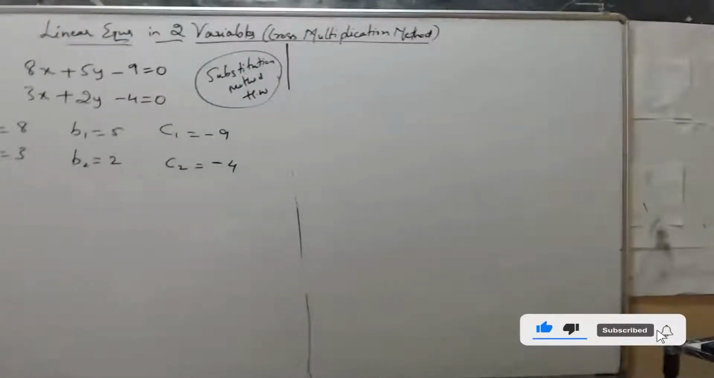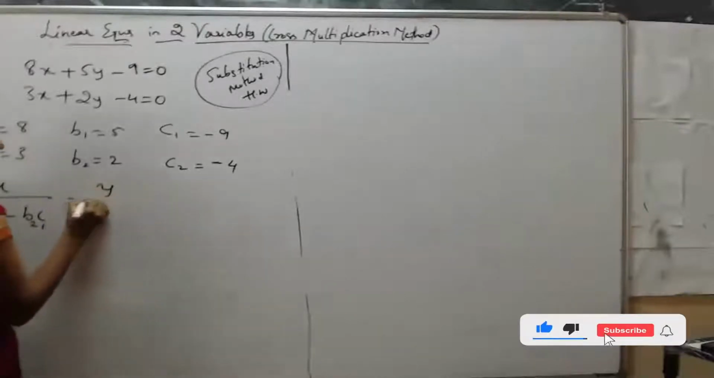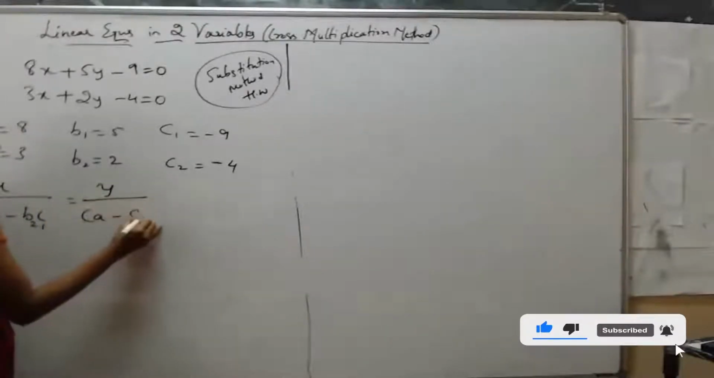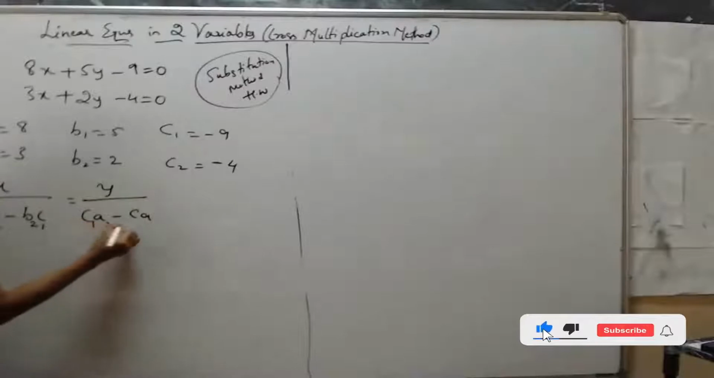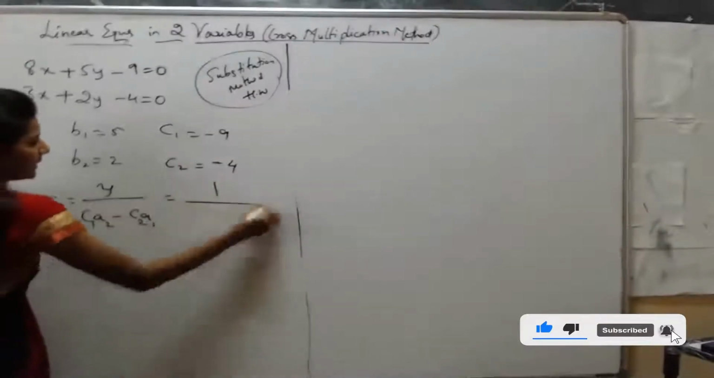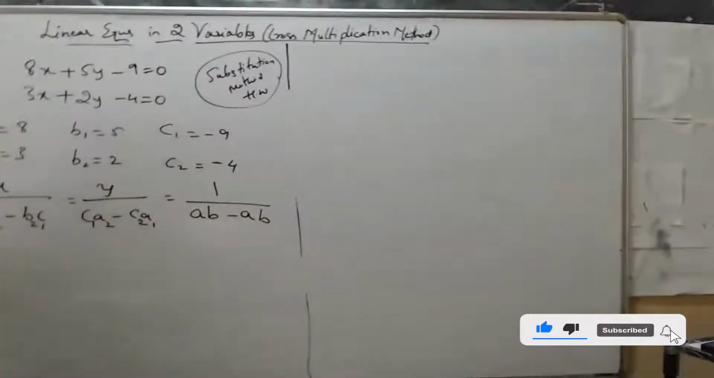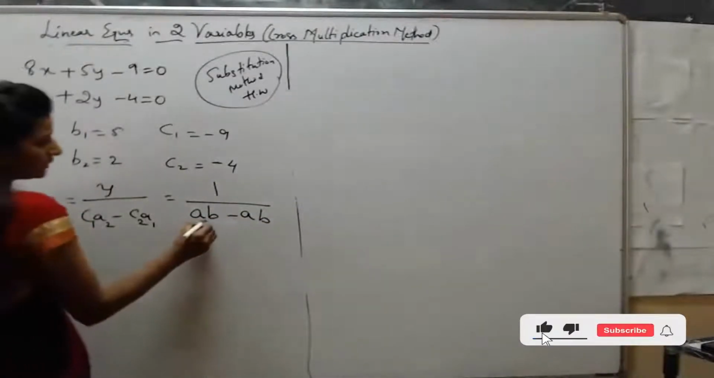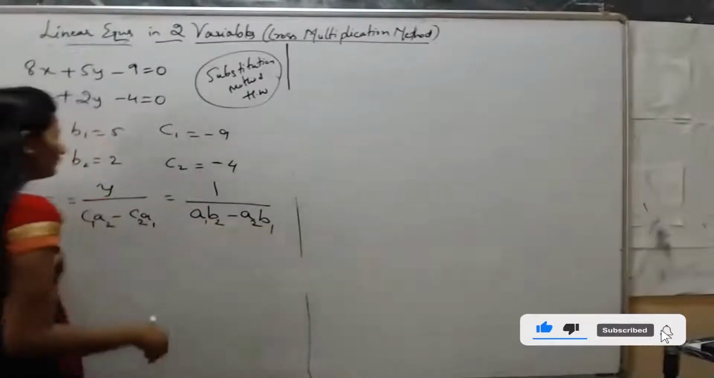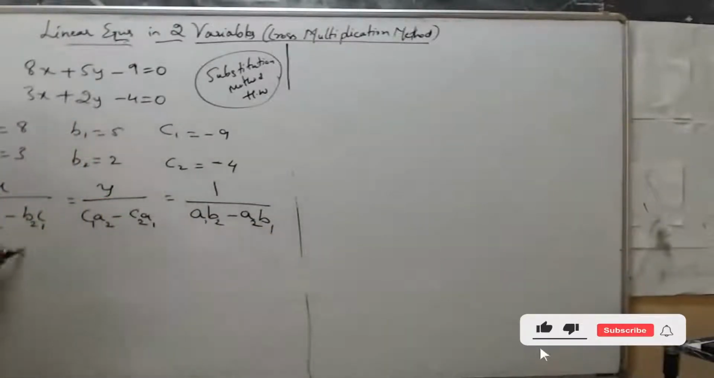Okay. x by, write the formula. What is the formula? x by b1c2 minus b2c1. This is the method which I follow. Then y by c1a2 minus c2a1. Then 1 by a1b2 minus a2b1. Which I follow. Okay. Next.